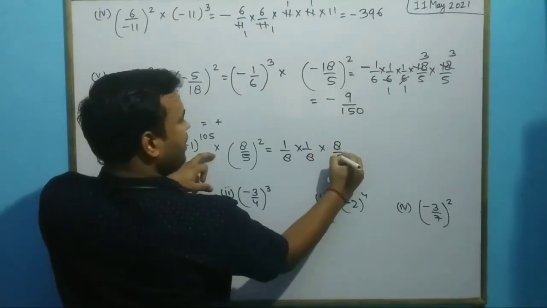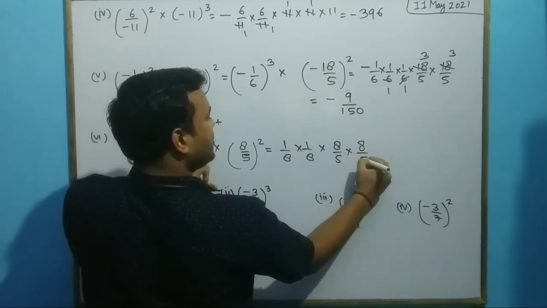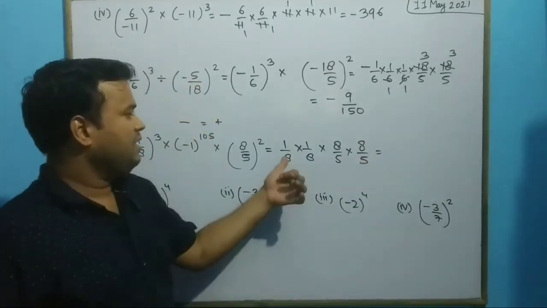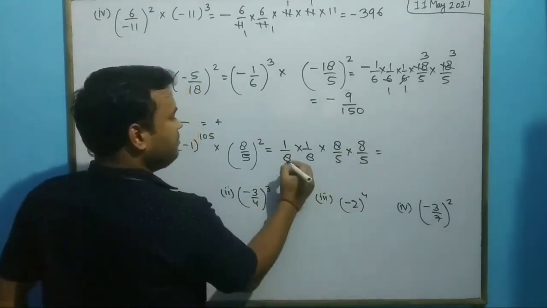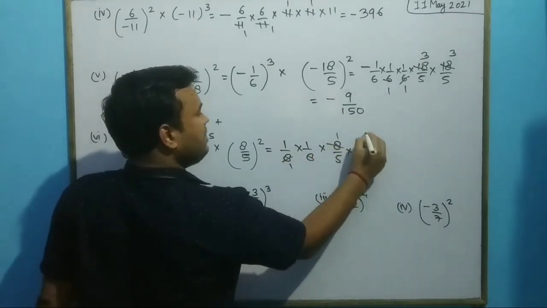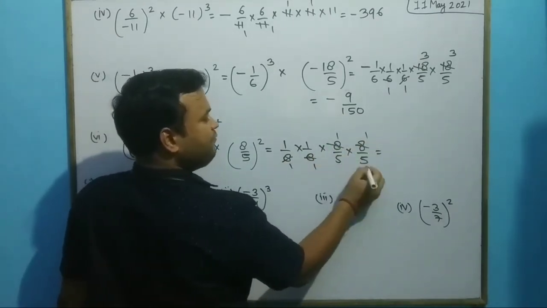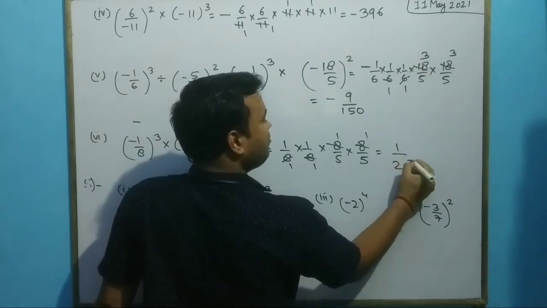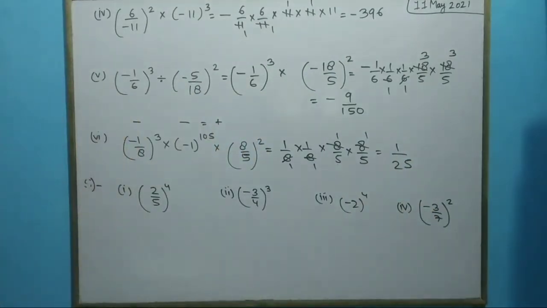Again 8 upon 5 multiplied 2 times. Now let us see. 8 cancels out. Again 8 will be cancelled out. Now 5 into 5, that is 25. The final answer will be 1 upon 25.